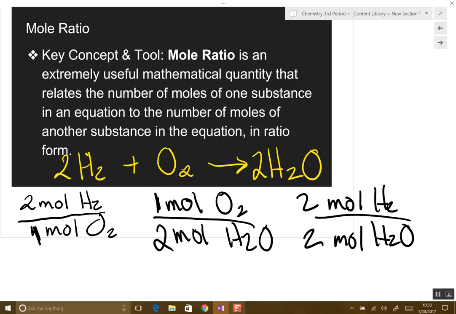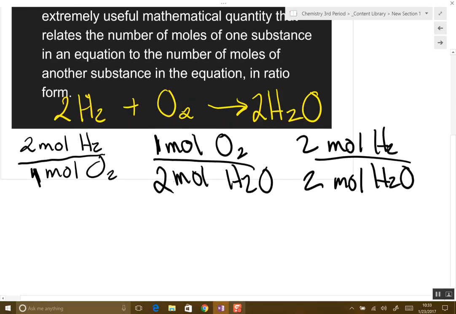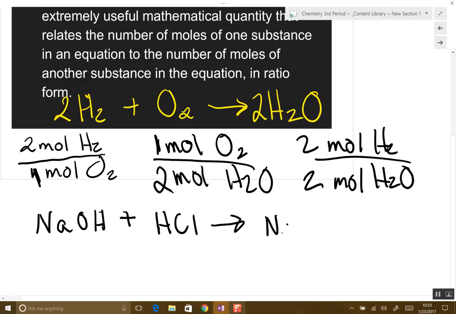Let's do this. I'm going to start out with another equation. We did this before. We took sodium hydroxide and hydrochloric acid. I mixed it. I got sodium chloride and water. All right. The first question in every problem you're going to do in this unit is to ask, is the equation balanced?